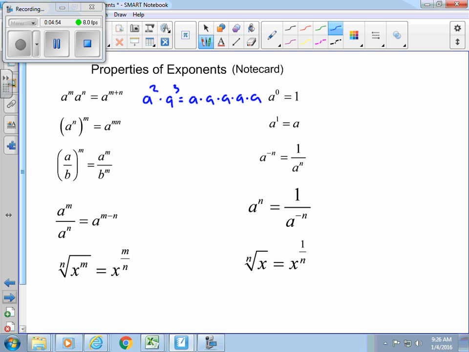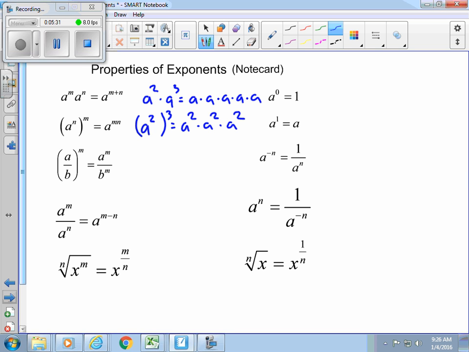Okay, a to the n raised to the m. So say I have a squared cubed. What does that mean? That means a squared times a squared times a squared, right? So what you end up doing, if you were to add, you would get 6, but a quick way to get there is to multiply the two exponents. So we have an exponent raised to another exponent, you multiply. So a to the n raised to the m is a to the n times m.